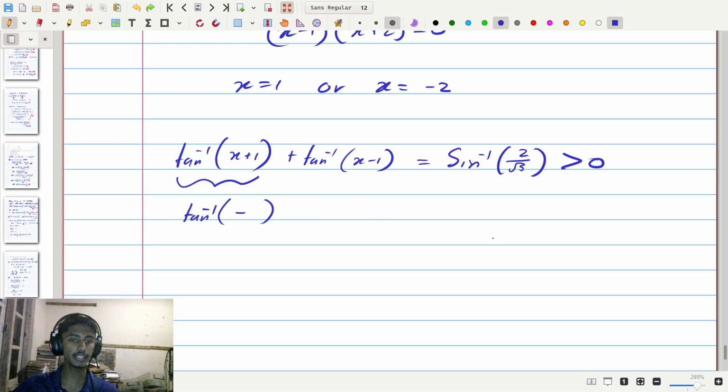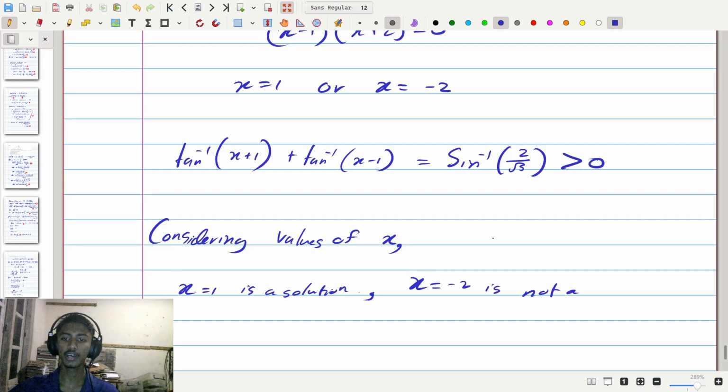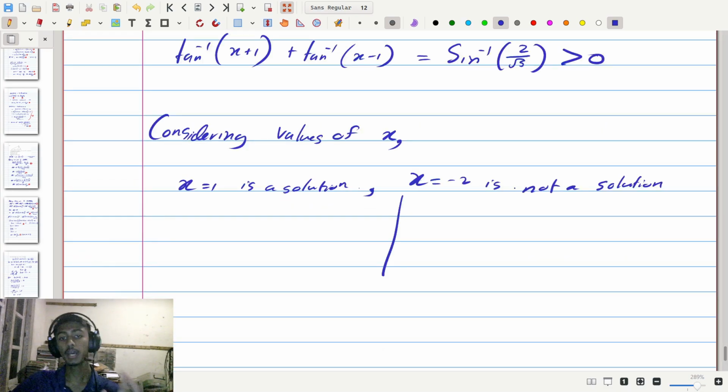So what we have to say here is, considering values of x, x equals 1 is a solution because it works, but x equals negative 2 is not a solution. And for this, we could give a reason. In fact, I'll give a reason for now, but we don't really have to, but we could give a reason.